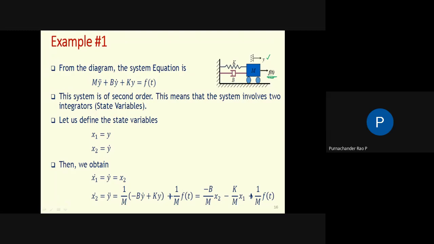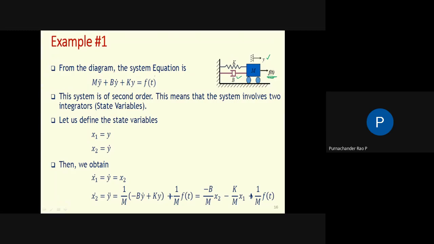So m d square y by dt square can be represented as m y double dash, plus b into dx by dt, which is nothing but b into y dash, plus k into y. So m y double dash plus b y dash plus k y is equal to f of t. This is the second order equation. So we'll have two differential equations, two state variables for this second order system. Let us assume that the state variable x1 is equal to y.